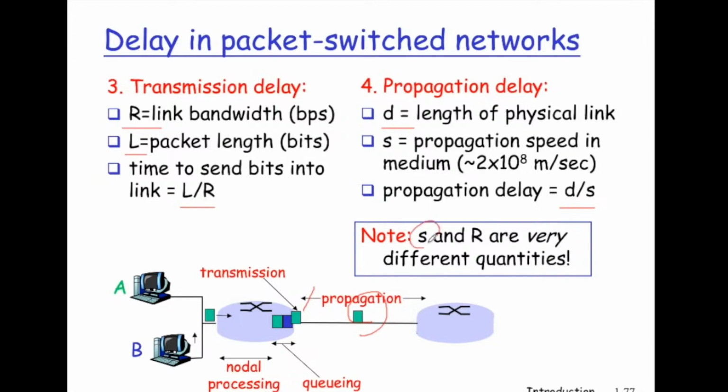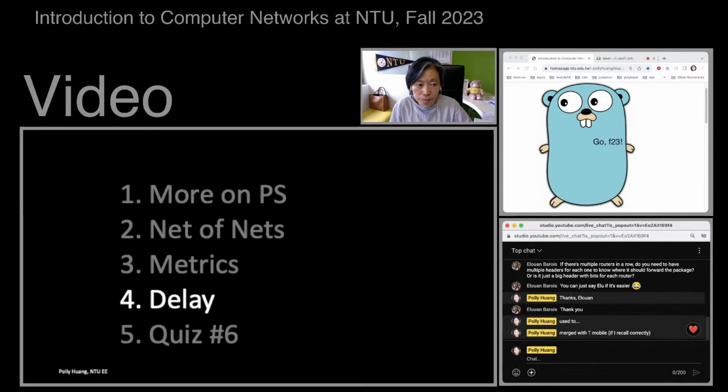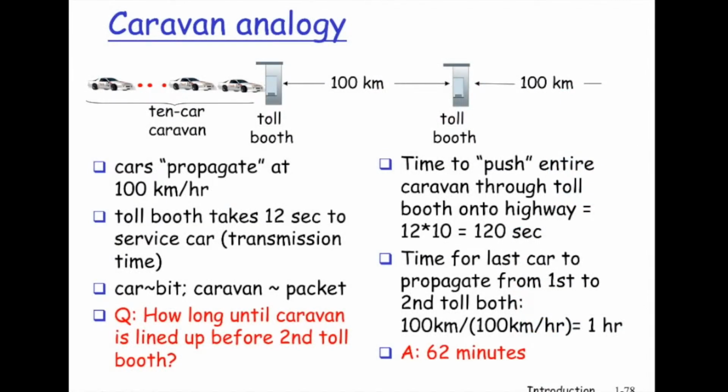Be careful. S here is the distance the signal can travel per second. R here is the number of bits the transmitter can push out per second. Although I call S the propagation speed and R the link speed sometimes, they are two very different quantities. All right, so let's exercise how to calculate the transmission and propagation delay through two examples.